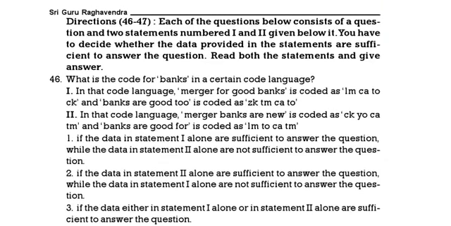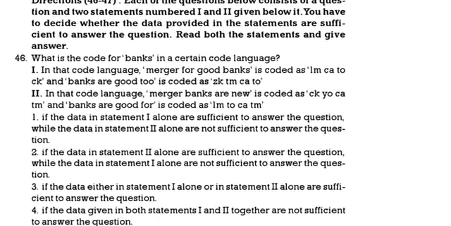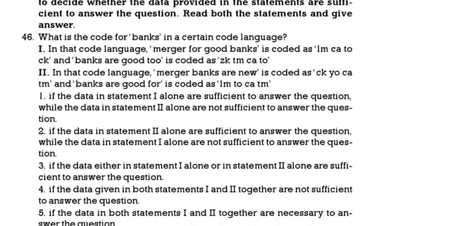In a certain code language, merger for good banks is written as LMCA TOCK and banks are good too is written as ZK TMCA TO. In a certain code language, merger banks are new is written as CKYOCA and banks are good is coded as LMTACATM. Now we have to find the code for banks.